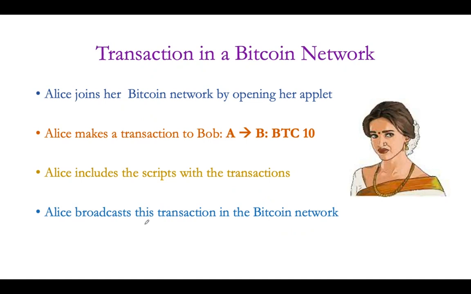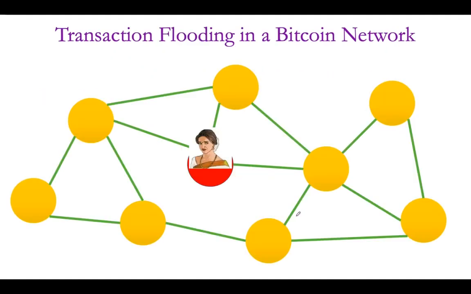Then Alice broadcasts this transaction in the Bitcoin network. Upon receiving the transaction, the network uses a flooding algorithm so that the transaction can be flooded to every node in the network. The transaction is available to every node. The transaction is from Alice to Bob: Alice is sending 10 coins to Bob. This is a new transaction. That new transaction is broadcast in the network, so it will reach every node.